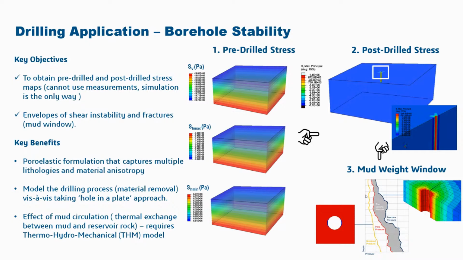We can also assess the stability of the borehole as it's being drilled. We can use our poroelastic formulation to obtain the pre-drilled and the post-drill state of stress. And we can use this information to create envelopes of shear instability and fractures. And that information can be used to determine what we call the mud window. What you see here is the pre-drilled state of stress. It's obtained in a similar fashion to what I talked about in the previous slide.